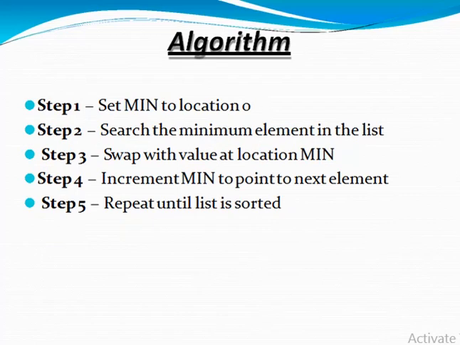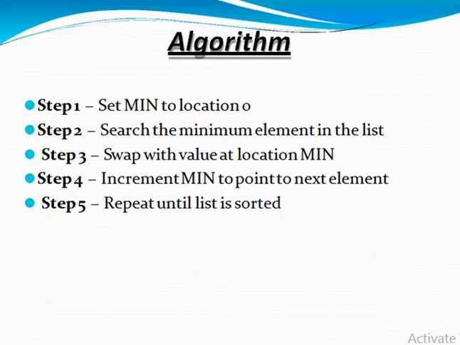There are these 5 different steps in this algorithm, which is very simple, very easy and very genuine. First, set minimum to location 0. Step 2, search for the minimum element in the list; we have to find that element. If you are unable to find the minimum, then selection sort will not work. We have to select the minimum or smallest element from the given list of elements or from the array.